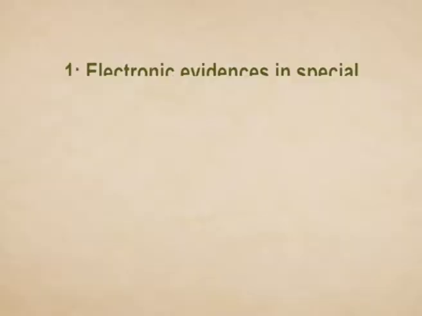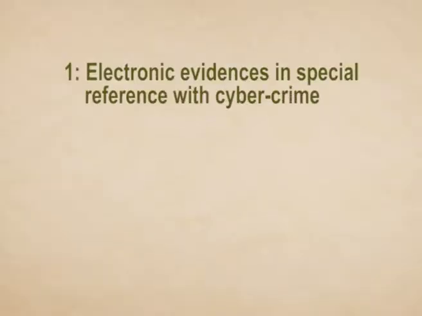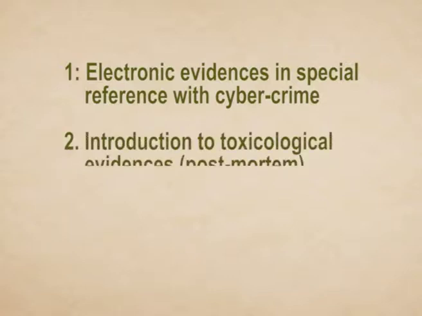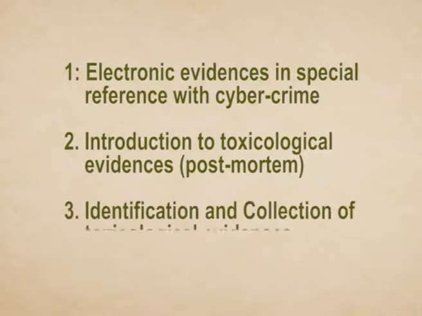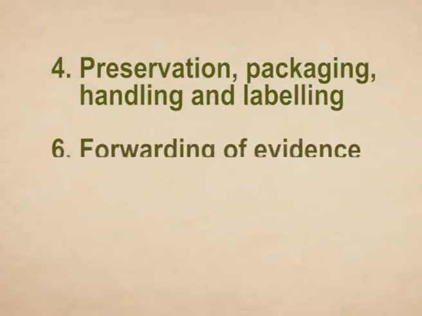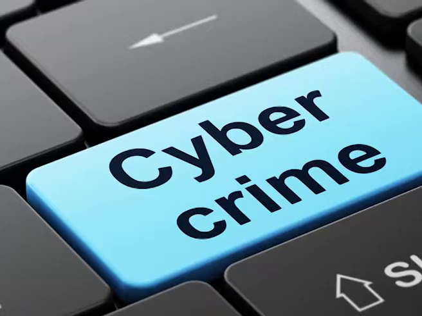So, here we will be discussing all these modules, that is module 1 which is electronic evidences in special reference with cybercrime, module 2 which will deal with the introduction to toxicological evidences, that is post-mortem, module 3 which is identification and collection of toxicological evidences, module 4 which will highlight the preservation, packaging, handling and labeling, and module 5 will deal with the forwarding of evidence articles, followed by the conclusion. So, let us begin with this first module which is electronic evidences in special reference with cybercrime.